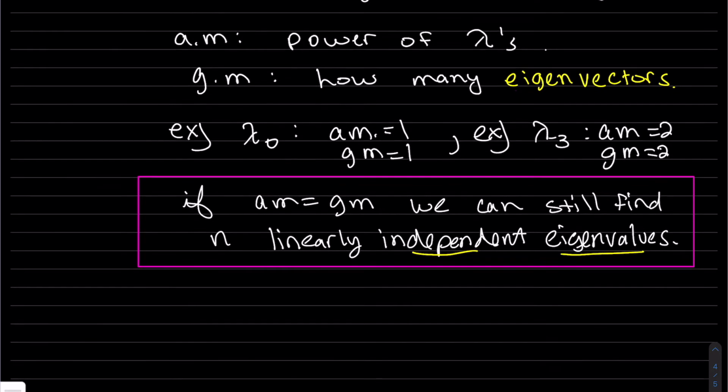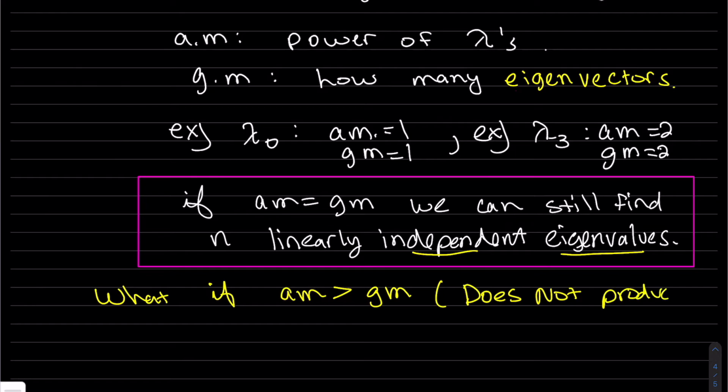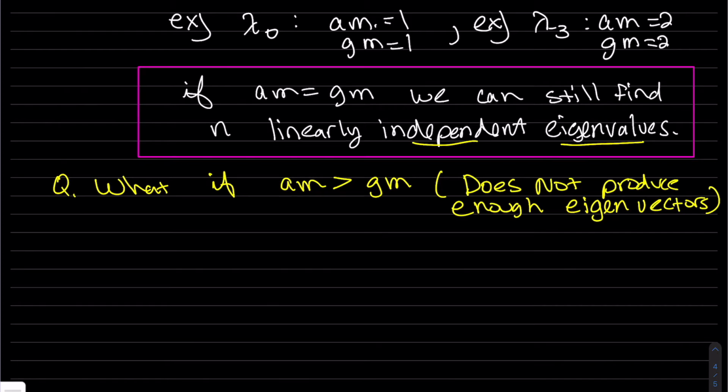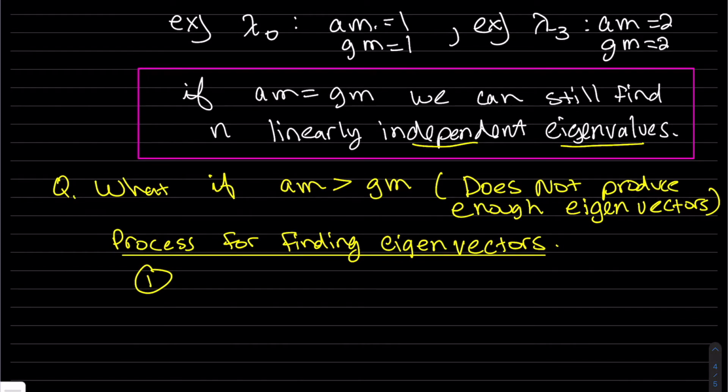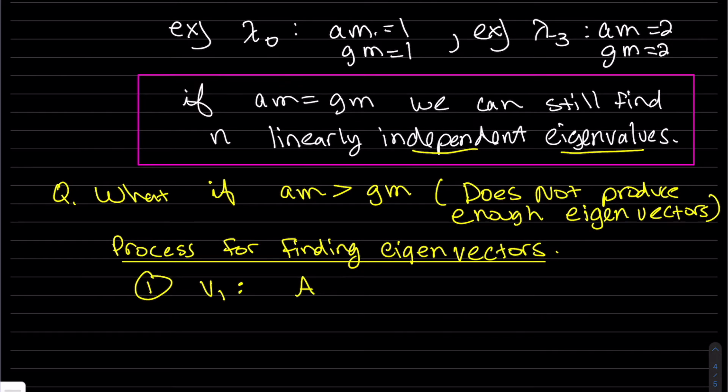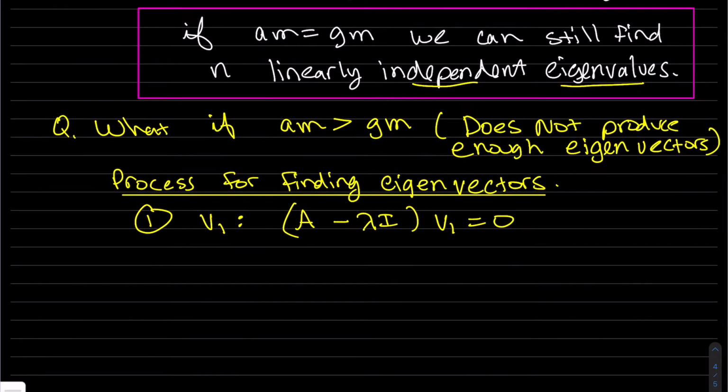The question that comes up is what if we don't produce enough eigenvectors through the process? Our goal is to find more eigenvectors. So let's look at the process for finding eigenvectors. For v1, for the first vector, we set up this equation and we solve for v1.